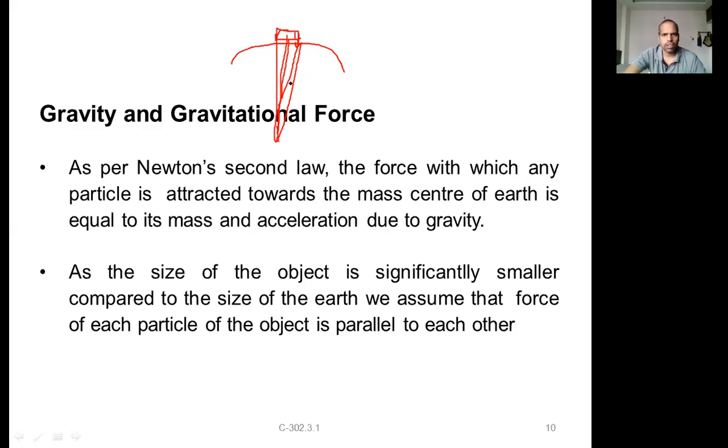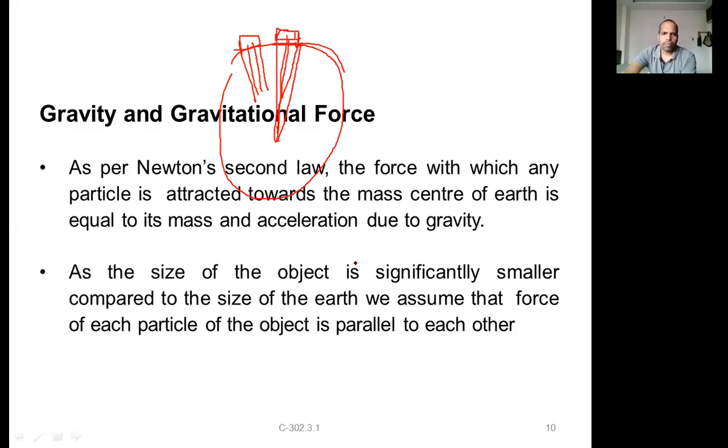You can see that they are in the radial direction, but compared to the diameter and size of the earth, the size of the earth is very big. Our buildings and objects are very small. So that's why we can treat them as parallel to each other. They are acting parallel to each other. That's what we are assuming, not the radial direction.